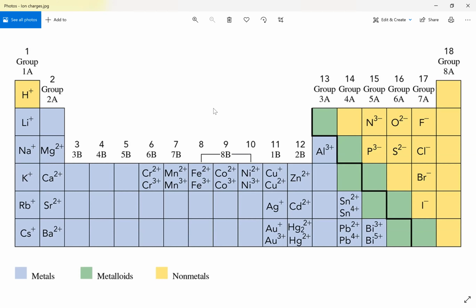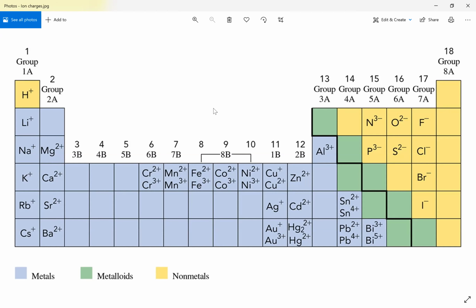Yes. So what that group number tells you is what charges all the elements present in that group can carry. Every element in group number 1A will be carrying a plus 1 charge. Every element in group number 2A is carrying a plus 2 charge, right? If you look at group number 3A, aluminum, Al, that is carrying a plus 3 charge.